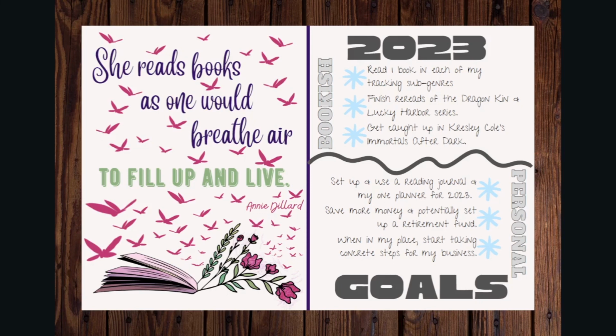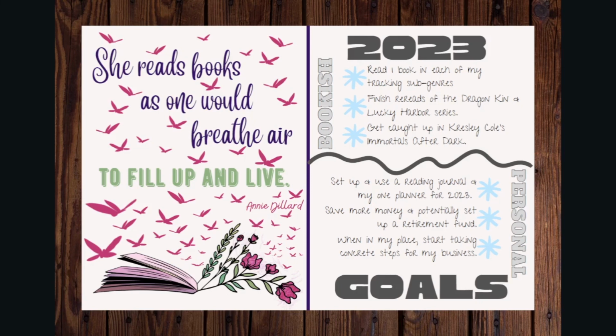So I'm happy there. Then for my personal goals, set up and use a reading journal and my one planner for 2023. So far, so good. I have, for the most part, been pretty good at going through and at least on the monthly spreads, updating them in the middle of the month. And then at the end of the month, when I do my stats for the month and do my wrap-ups and things. And so I'm very happy that it has not fallen out of habit so far, and I'm pretty happy with that.